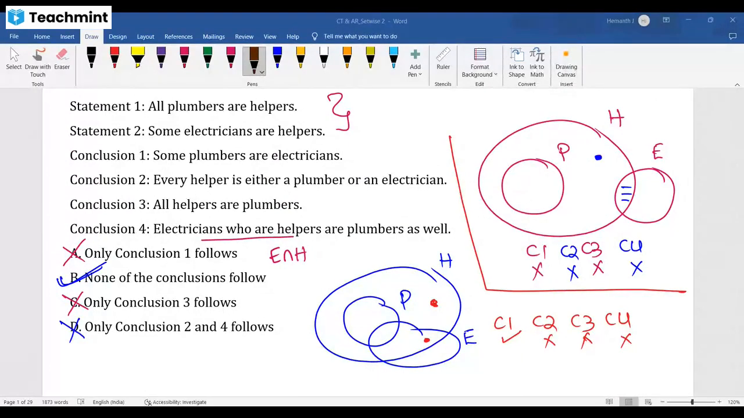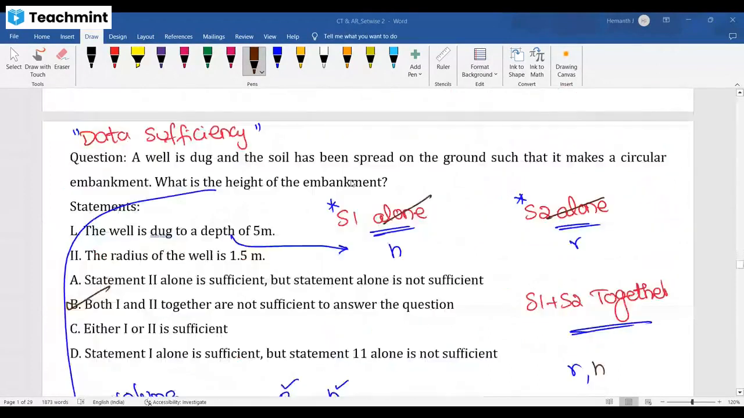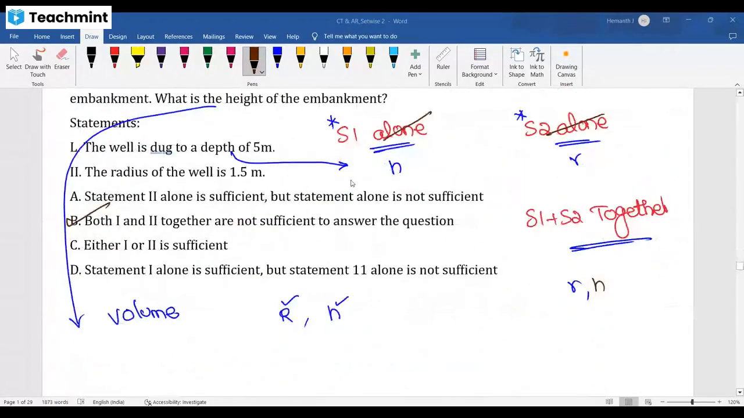I'm not saying both are not sufficient. One moment. Here, both are not sufficient. Sorry, both are not sufficient is the correct answer. Wait. I'm going with both are not sufficient only.